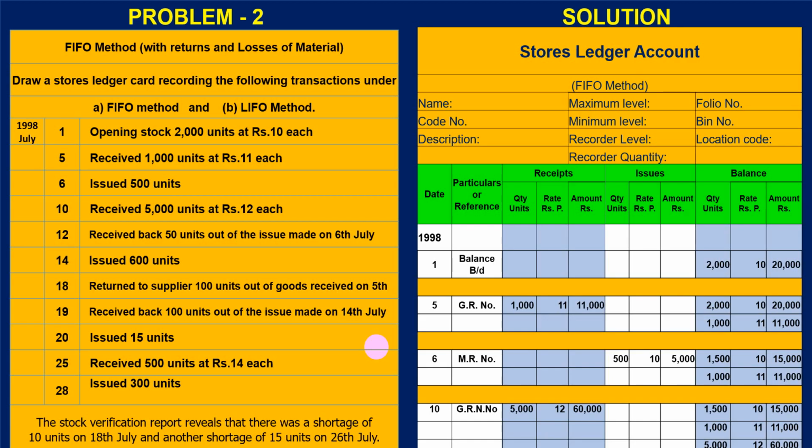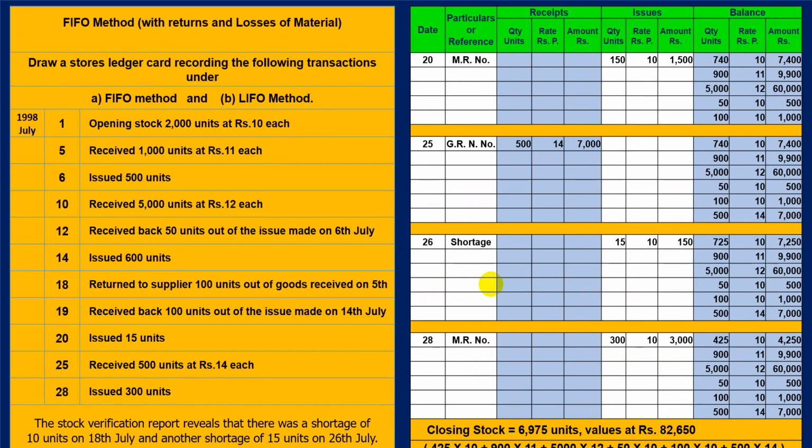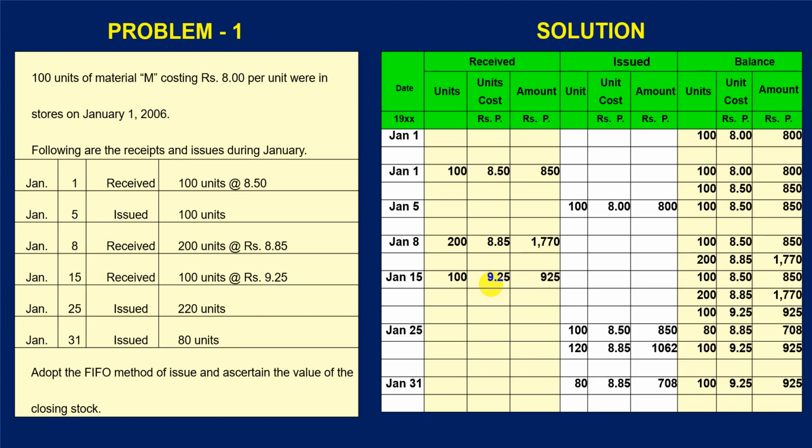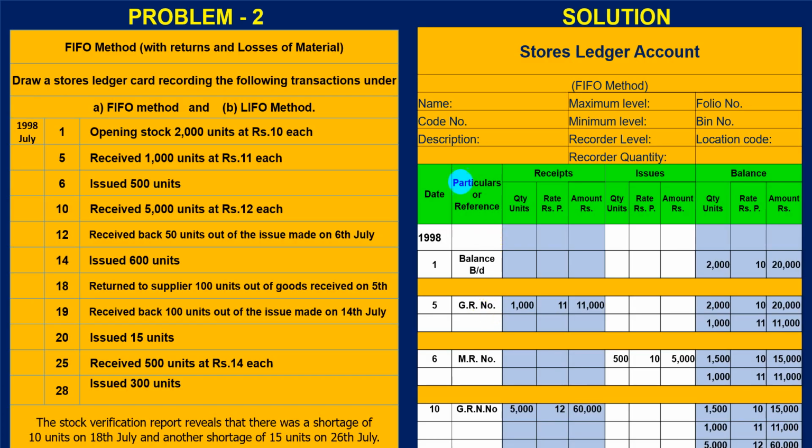There is another problem with the same method, this one with returns and losses of materials. Here again the sum continues with the FIFO method. Opening stock: we start again with 2000 units at 10 rupees each.